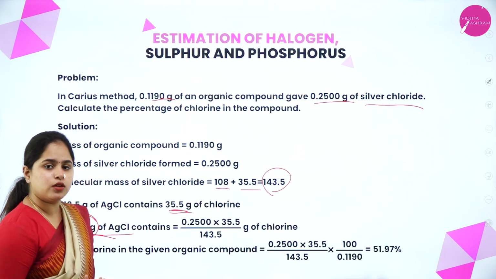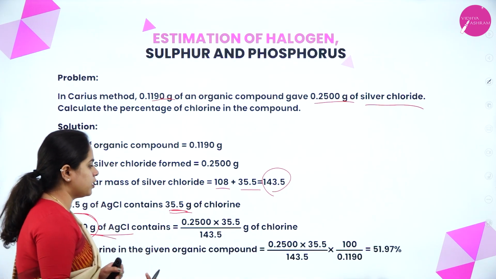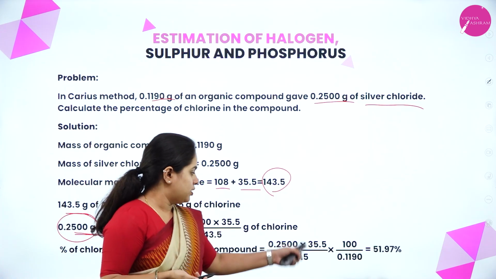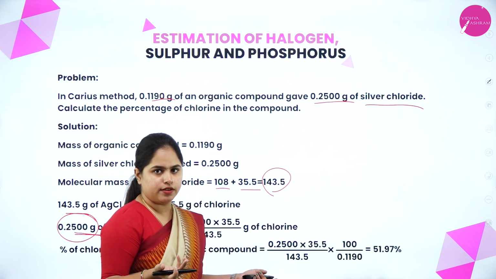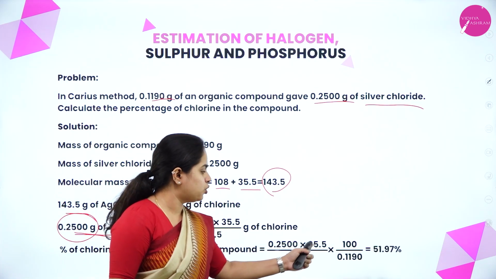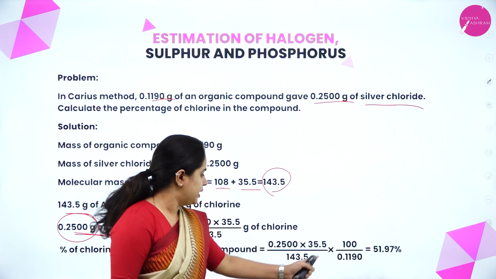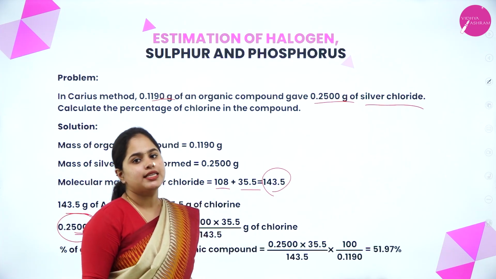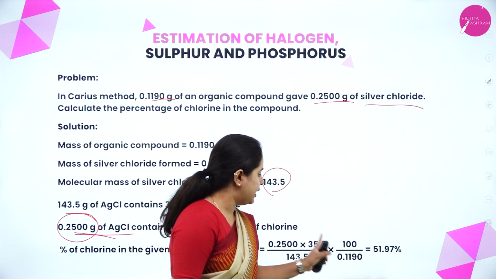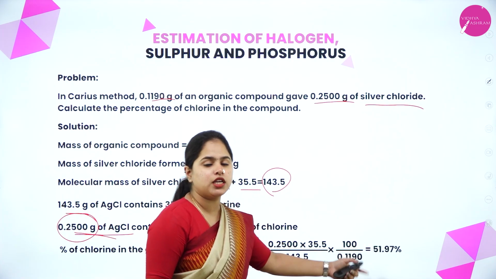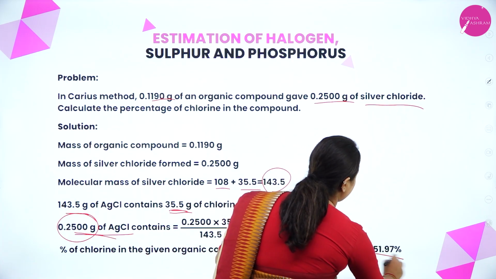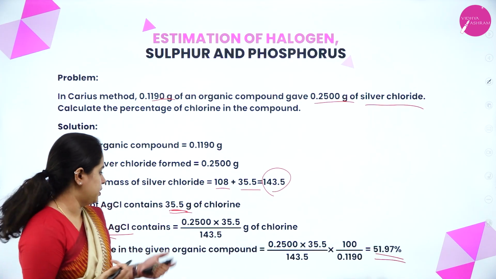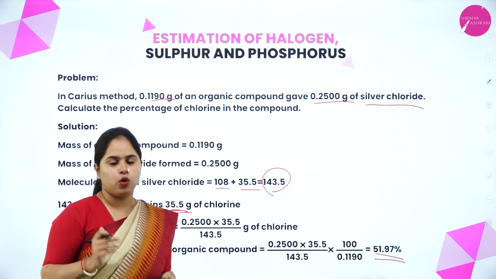So from that, how do we calculate the percentage of nitrogen? The same equation we can use, that we have studied. So this is M1, that is the mass of the silver halide, which is silver chloride, right? Into atomic weight of the chlorine, divided by 143.5, that is the molecular weight of the silver halide formed, silver chloride, into 100 divided by the overall mass of the organic compound, which will give you 51.97%. So in the organic compound, 51.97% consists of chlorine. So I hope it is clear.